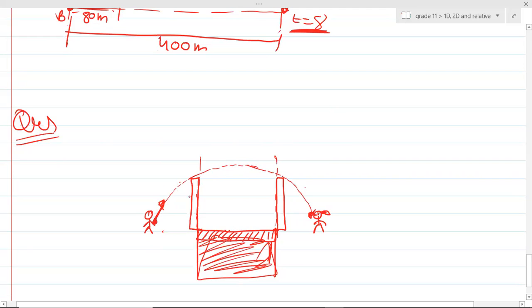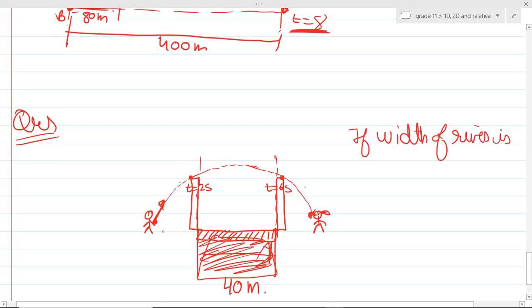The question is, when it touches this, it is 2 seconds. When it touches this, it is 6 seconds. Now the question is, if the width of the river is 40 meters, first find the time of flight.